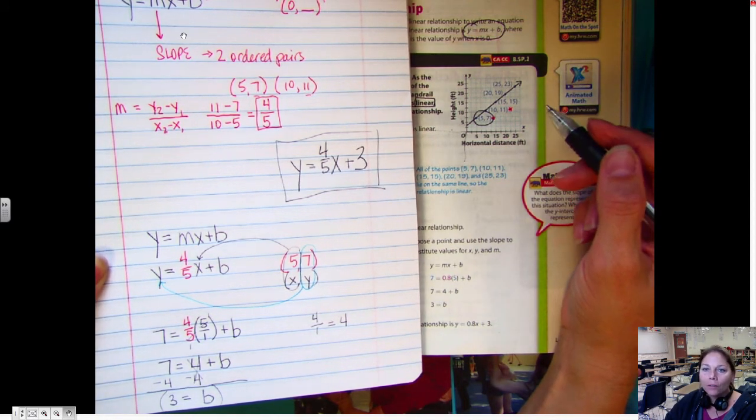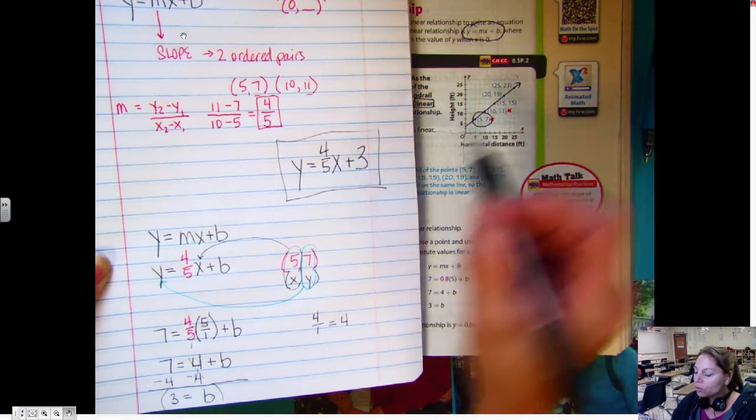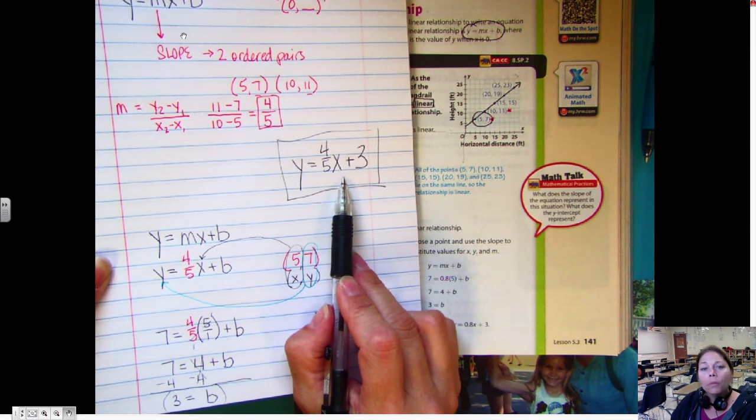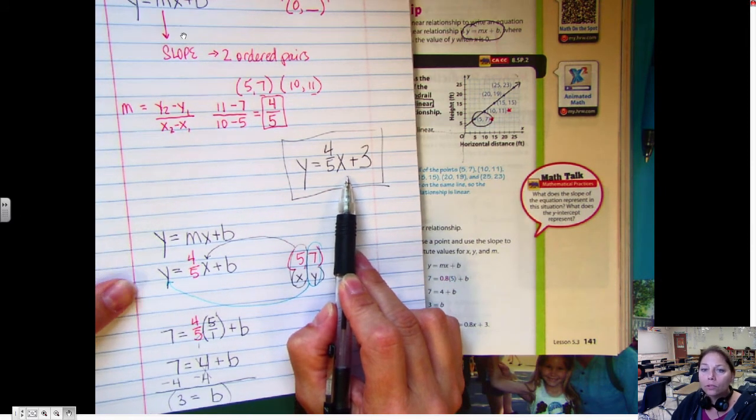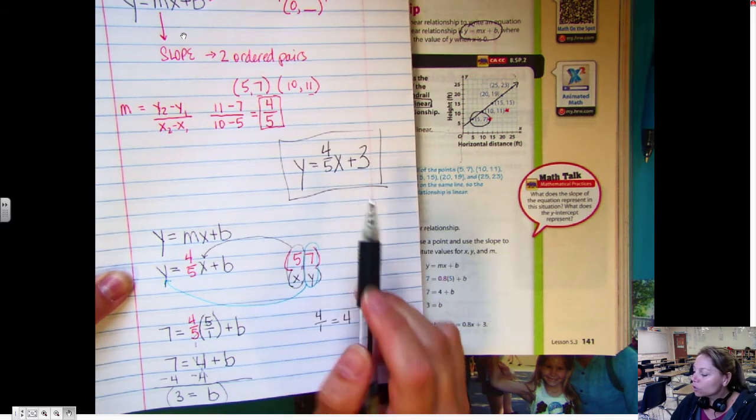And that's to pick any other ordered pair that you've got available to you, and to substitute it into this equation, and you better get a true sentence. If you do not get a true sentence, it means that you've done something wrong in the process of writing your equation. So let's just do a real quick check.